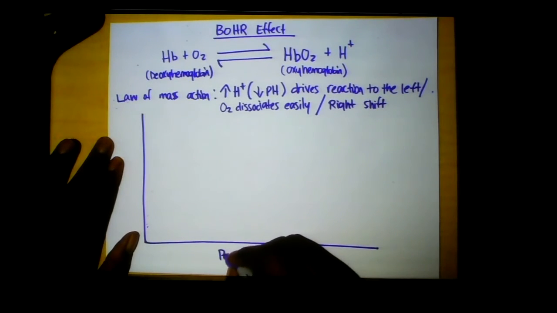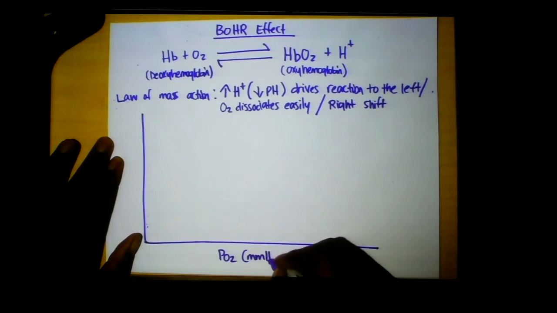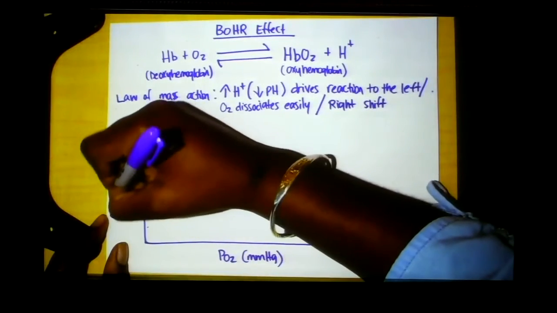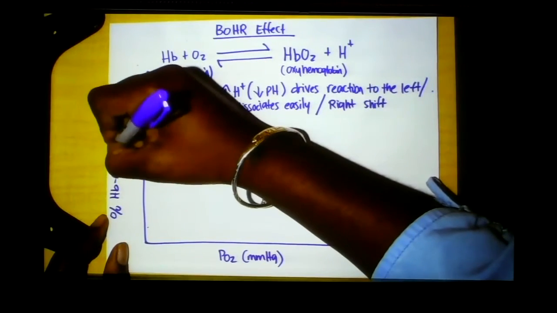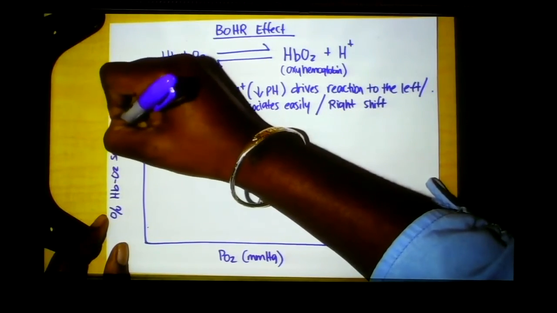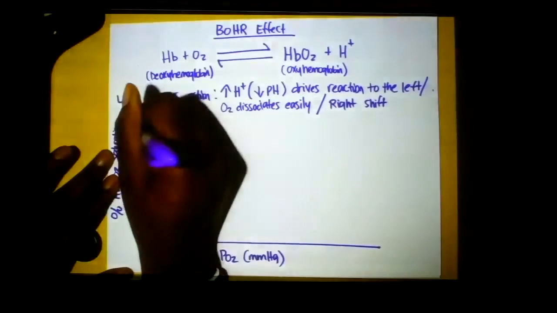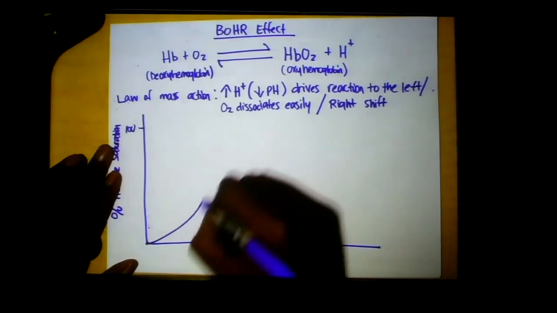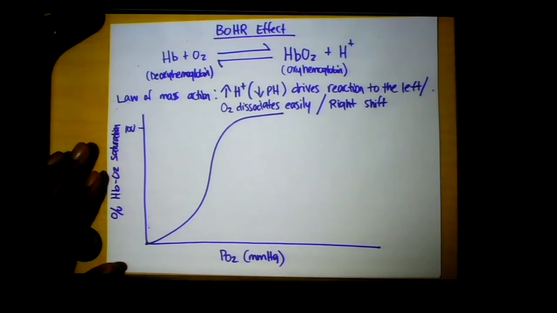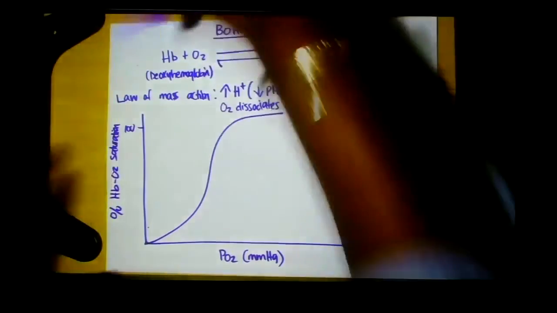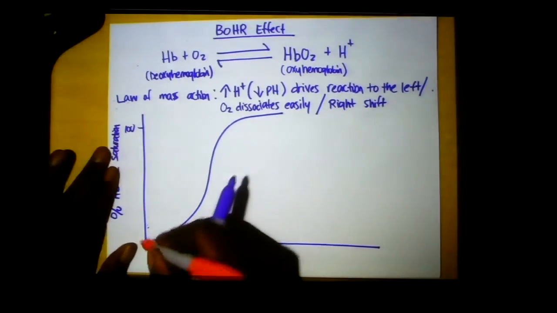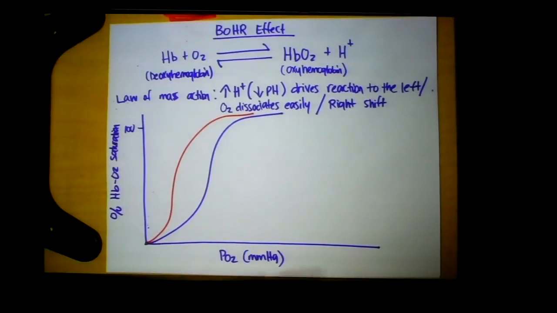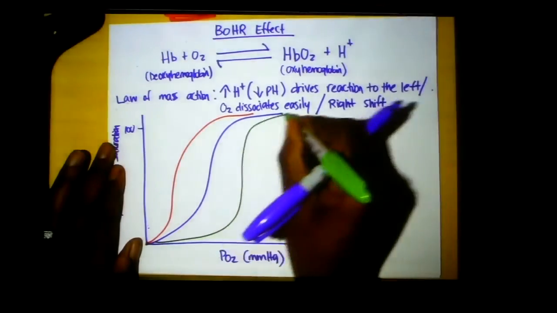So we've got our partial pressure of oxygen. We've got our percent hemoglobin, oxygen saturation. Okay. We've got our standard sigmoid-shaped curve. Then we've got a shift to the left and a shift to the right.